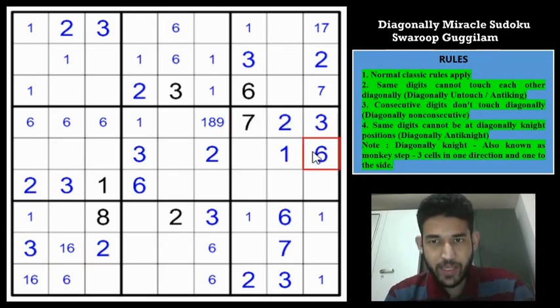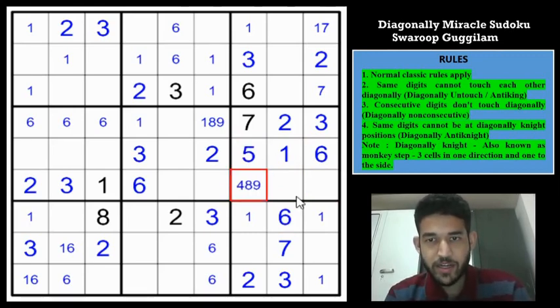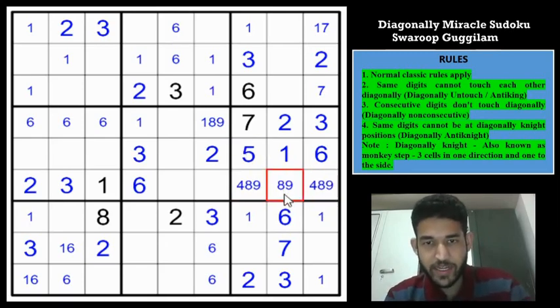5 digits have been placed, and if you look at the sixes, they are playing the role in the placement of 5. Can we place 5 in any of these 3 cells? These 2 cells are diagonally consecutive to the 6, so 5 can be eliminated, and this cell is diagonally consecutive to the 6, so 5 has to be placed here. And which means that we can place the remaining digits in the box. This will be 4, 8 and 9. And 5 eliminates the 4 from here, so this is 8 and 9.